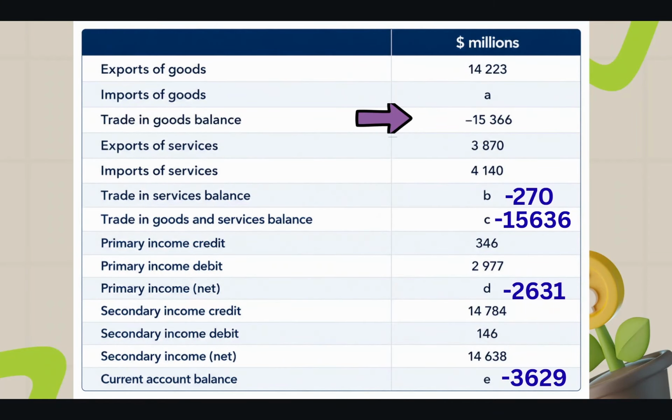You could have also done it differently. Instead of taking the total of the trade in goods and services balance of 15,636, you could have just taken the trade in goods balance as minus 15,366 plus the trade in services balance of minus 270 deficit plus the net primary income of 2,631 deficit and the net secondary income of 14,638 surplus. And that would have given you the current account balance.